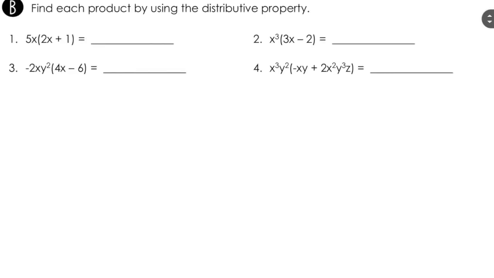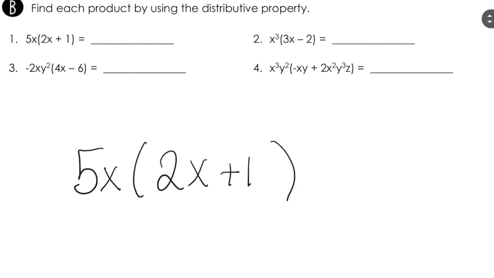All right, so let's move on to the next problem. All right, so now we need to find each product by using the distributive property. So I'm going to write it out big so we can see what's going on. 5x times 2x plus 1. So basically, we have to take that number that's directly in front of the parentheses. So this 5x, and we have to distribute it or multiply it to everything on the inside.